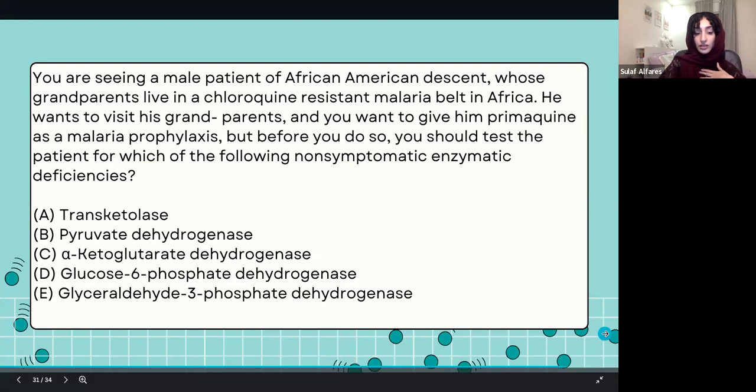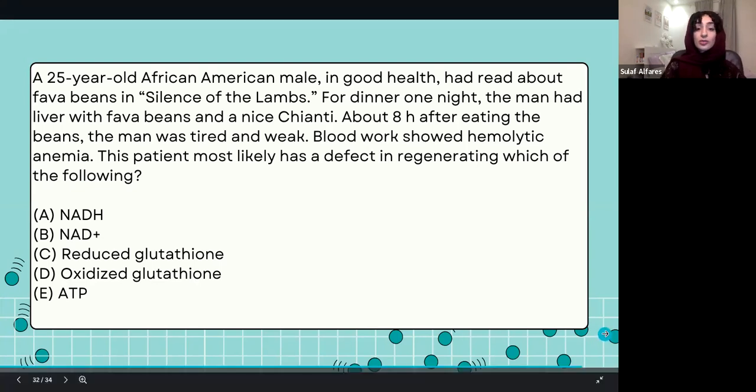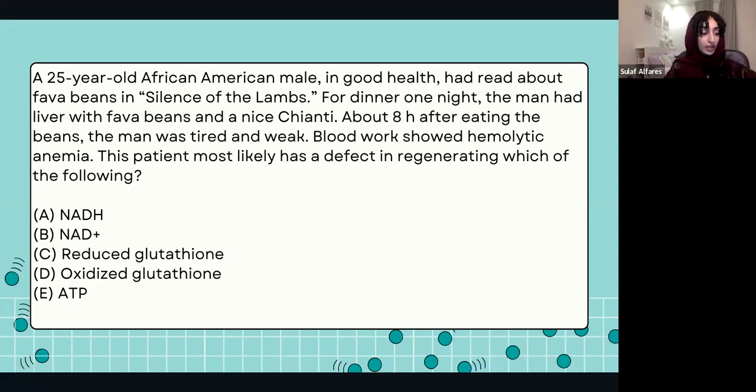Okay, the last question. A 25-year-old African-American male in good health had read about fava beans in Silence of the Lambs. For dinner one night, the man had liver with fava beans and a nice Chianti. I don't know what that is, honestly. About 8 hours after eating the beans, the man was tired and weak. Blood work showed hemolytic anemia. The patient most likely had a defect in regenerating which of the following? So we discussed this in the beginning, so I hope you guys still remember.